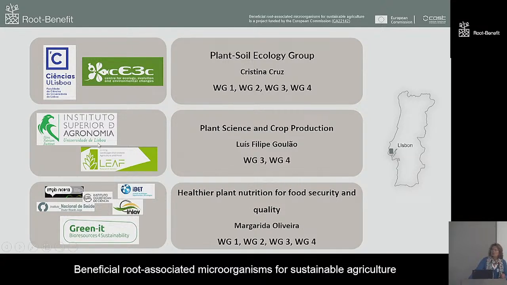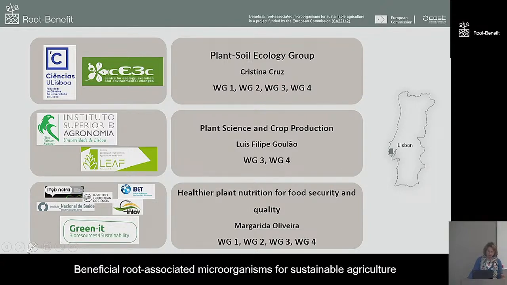Also in the Faculty of Lisbon, the Agronomy Institute has a plant science and crop production group that Luís Rolão is in charge of, and they developed work mainly related to our working groups 3 and 4. Also in Lisbon, Greenit is an institute that puts together a lot of researchers from top institutes from Lisbon.